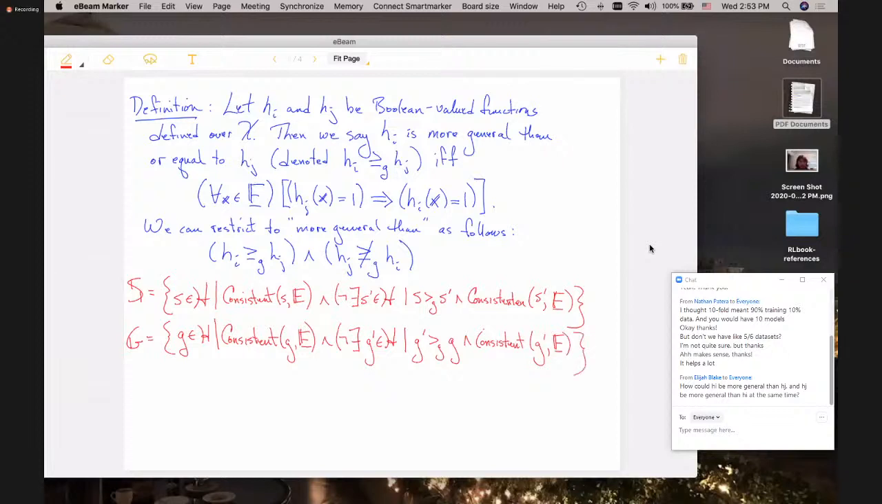So Elijah, did that answer your question? Because I had the notation backwards. I was talking about when you said we can restrict to more general than as follows. Like, why do you need to have that second requirement instead of just the first one by itself? No, it doesn't, because the first one still allows equality, where the second one says they're not equal. Oh, okay. That makes sense. Thanks.